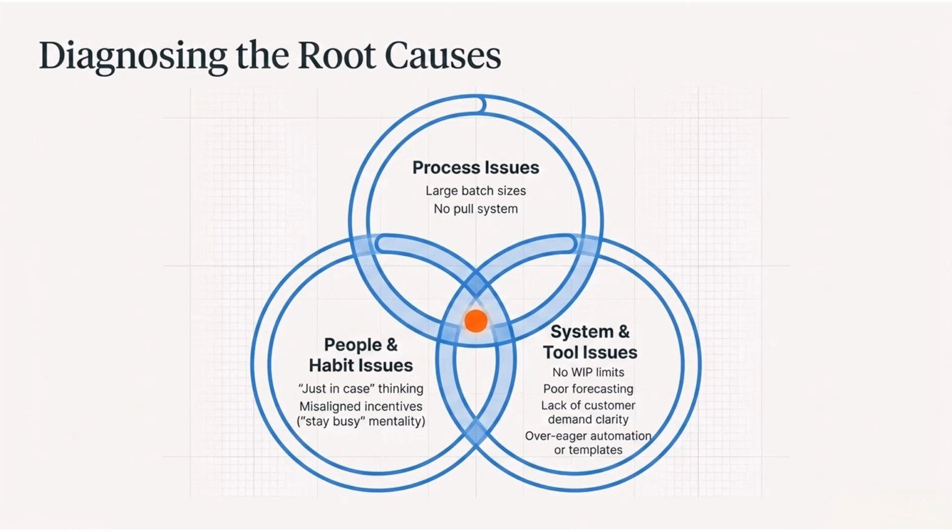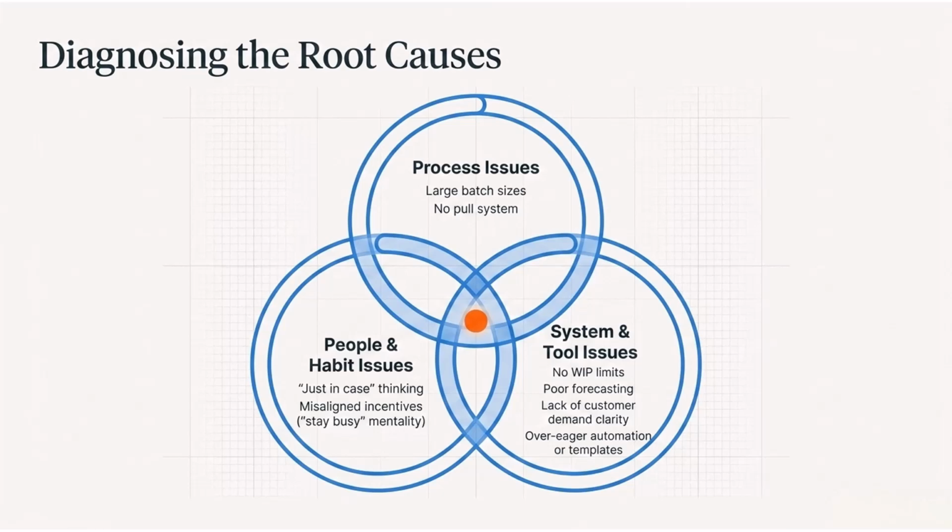Second is around people and habit issues. The just in case mindset where you overproduce something just in case something happens. That can hide defect issues where you may have things that go wrong occasionally, so you try and overproduce inventory to make sure that doesn't happen. That just hides the root cause of what's going on.